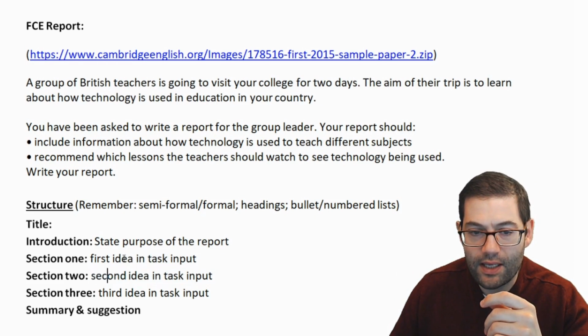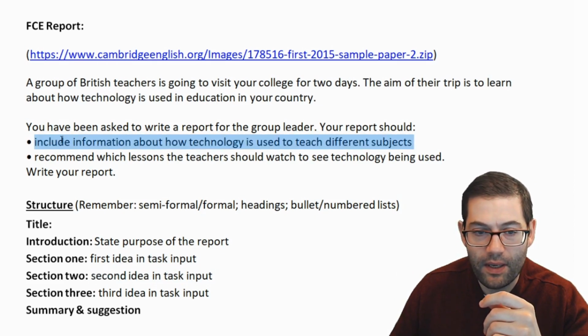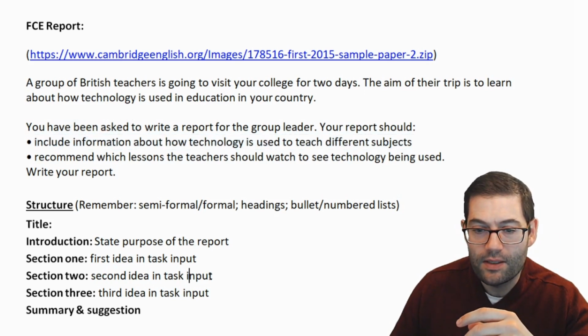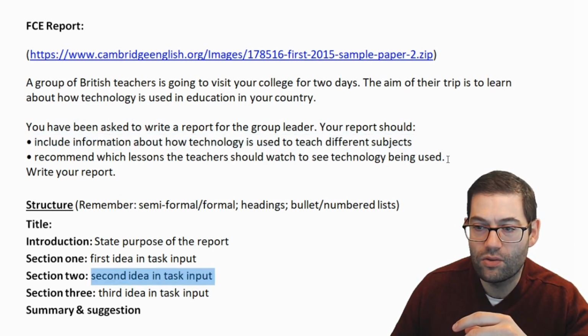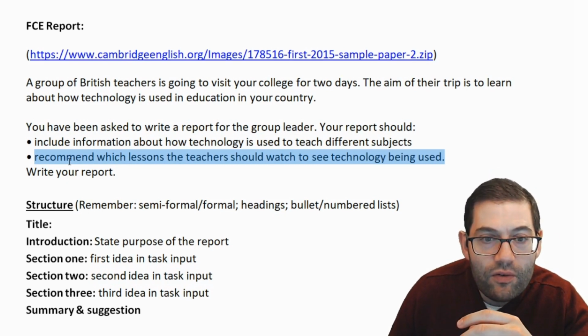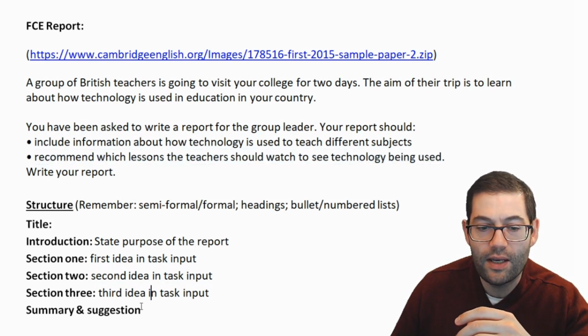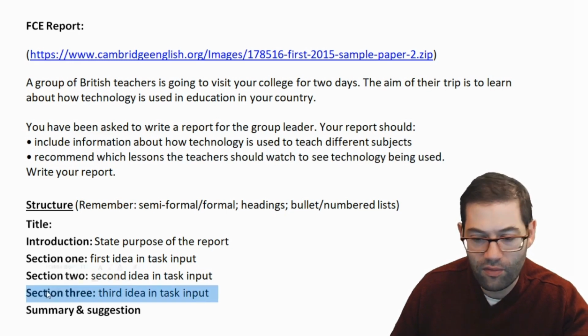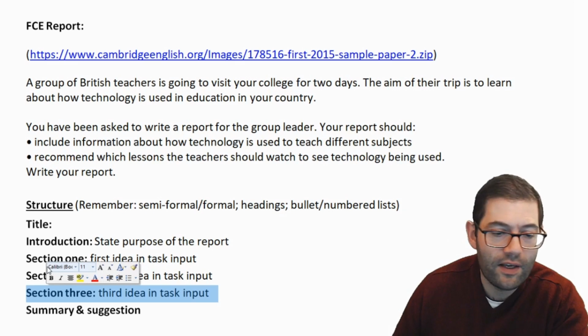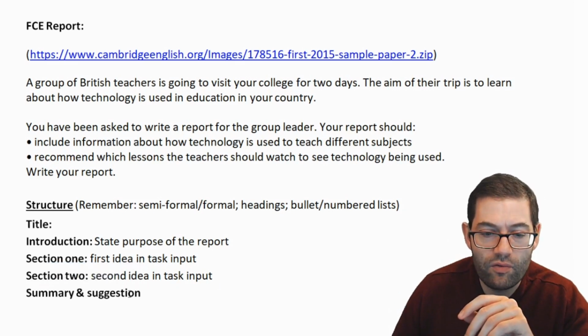First idea is section 1, second idea is section 2. The first idea is this bit here, include information about how technology is used to teach different subjects. The second idea is to recommend which lessons the teachers should watch to see the technology being used. And then there isn't a need for a section 3 here, I don't think, although you could argue there might be. I'll leave that up to you. But for the time being, I'm going to remove that.